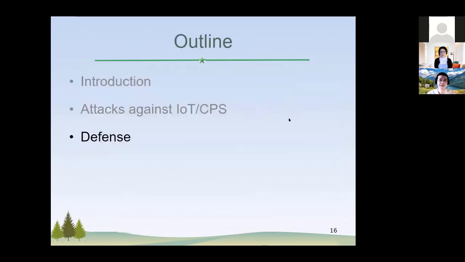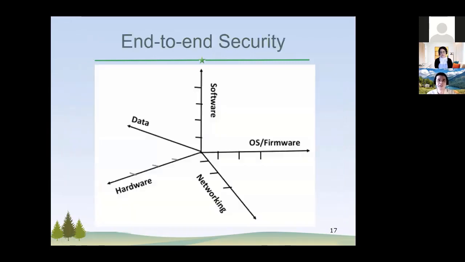Now let me talk about the defense. The good news is we can really secure our IoT systems. And when we try to secure our IoT systems, we have to secure them from end to end. We have to secure the hardware. For example, we should disable the debugging ports when we deliver our final products. We should have authentication for networking. We should have a secure OS. We should have software without bugs. That's impossible. That's why we have jobs.